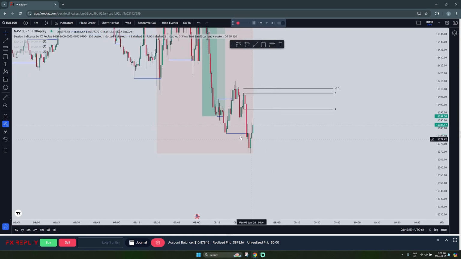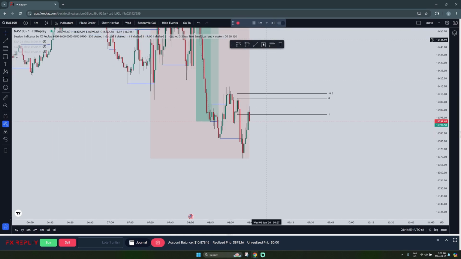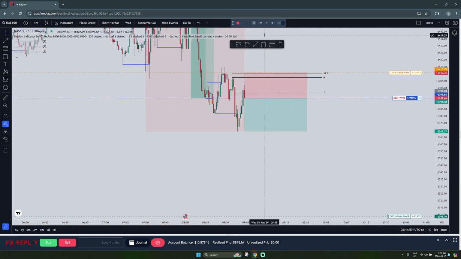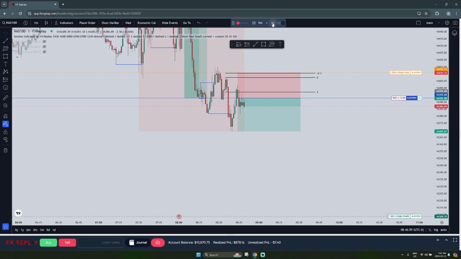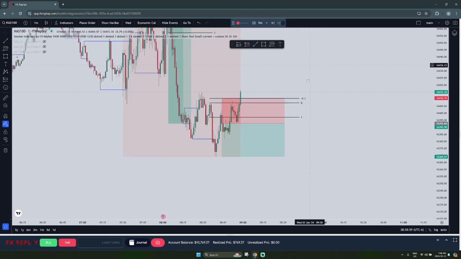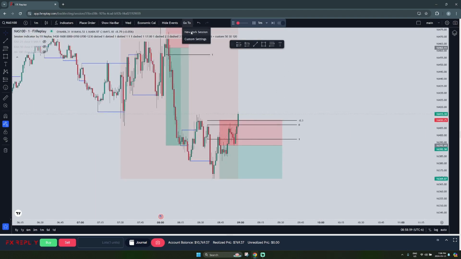We got the breaker structure to the downside. Look for the color switch. So we could take a sell right here to here. Place order, market, sell. Now let's see what happens. So it's pretty close to our stop. Yep, that's that. So now we go into the next day.